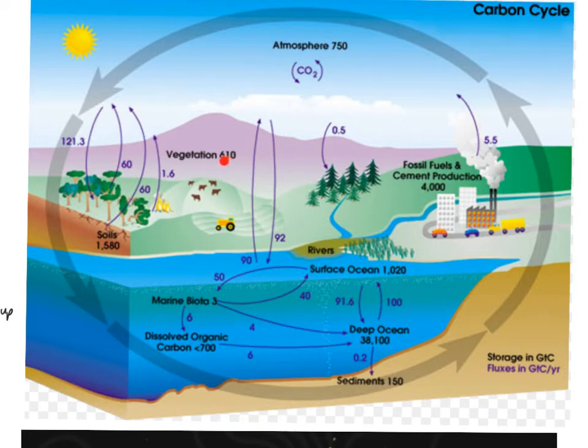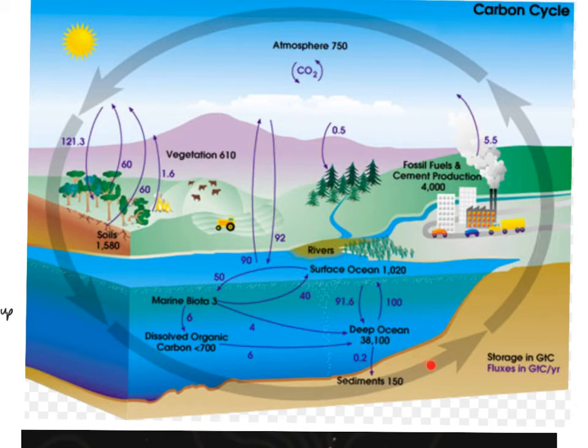Vegetation holds about 610 gigatons. Animals aren't even listed on here; we basically are not a significant enough amount of gigatons of carbon to warrant being mentioned. The soils hold about 1,500 gigatons, and then you can see many of the gigatons, 38,000 of them, are held in the deep ocean. So the surface ocean holds about 1,000 gigatons, the deep ocean holds about 38,000 gigatons, and then ocean sediments 150. So most of the carbon on the Earth is held in the deep ocean.